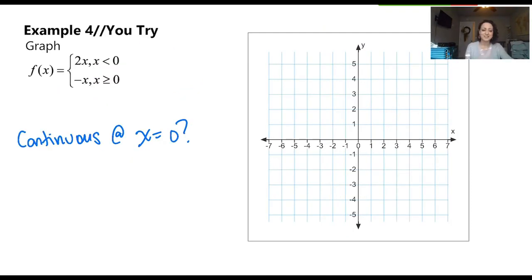And force a pause on your screen. Can you please try this one on your own? And then also decide whether or not f of x is continuous at x equals 0. And when you're ready to see the answer, go ahead and hit continue.